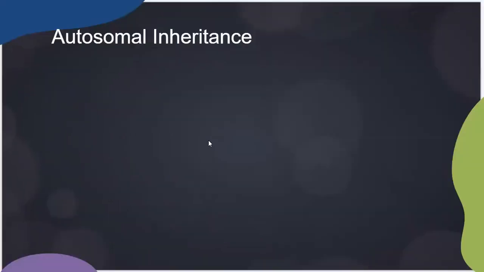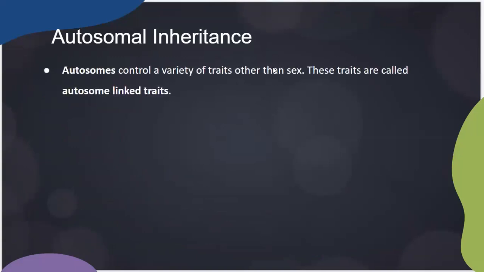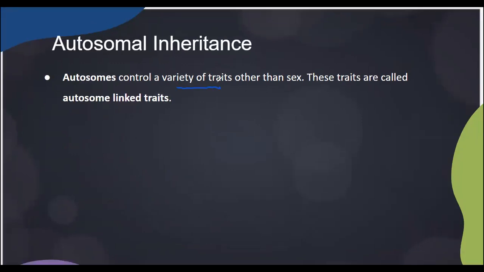Now let's move on to autosomal inheritance. These are the genes which are present on the 22 pairs of chromosomes, the autosomes, the remaining part of the total number of chromosomes. So a lot of traits are there on the autosomes, and these traits are known as autosome-linked traits. Obviously, on the sex chromosomes there are very few genes and a very limited number of traits are controlled by them. Autosomes are more in number, so more traits and more genes are present on these 1 to 22 chromosomes.